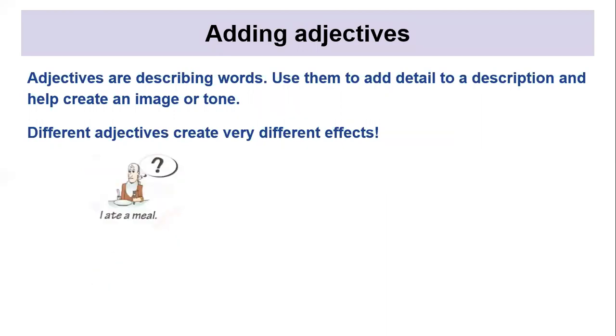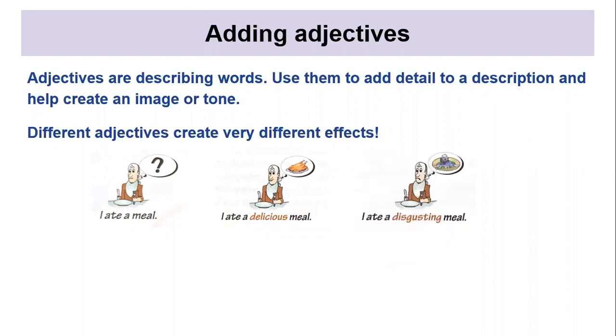So let's have a look at our first short sentence. I ate a meal. I have no idea what kind of a meal he's eating. Good, bad. If we add in an adjective, I ate a delicious meal, then it helps give the impression that it's something enjoyable, and we can all think about what would be a delicious meal for us. Or by changing that adjective to disgusting, we can also imagine what it might feel like to eat something horrible and revolting.